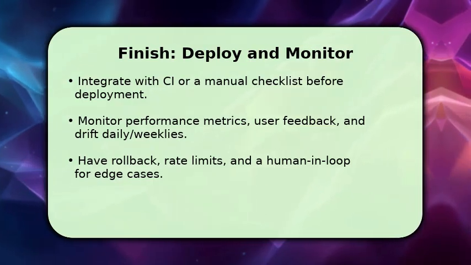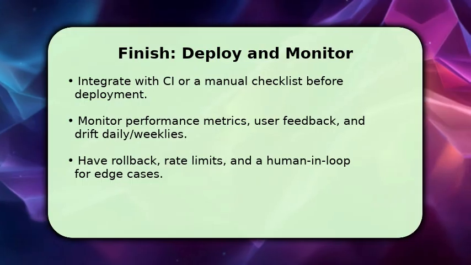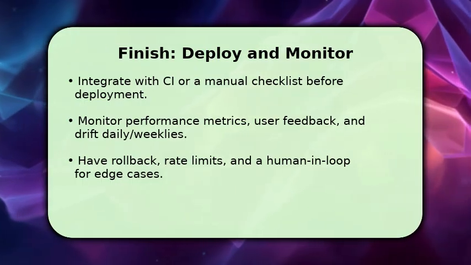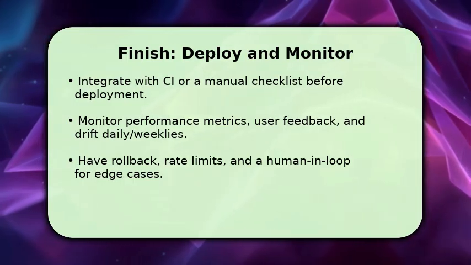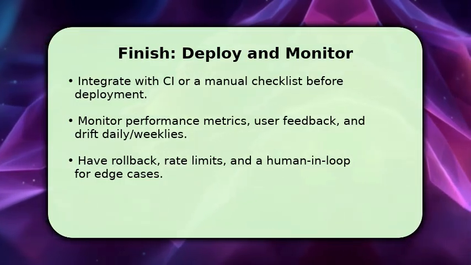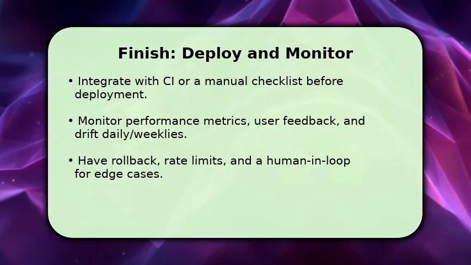Once live, monitor performance metrics, user feedback, and model drift on a regular cadence so you catch degradation early. Make sure to enforce rate limits, set rollback procedures, and keep a human in the loop for ambiguous or risky outputs.